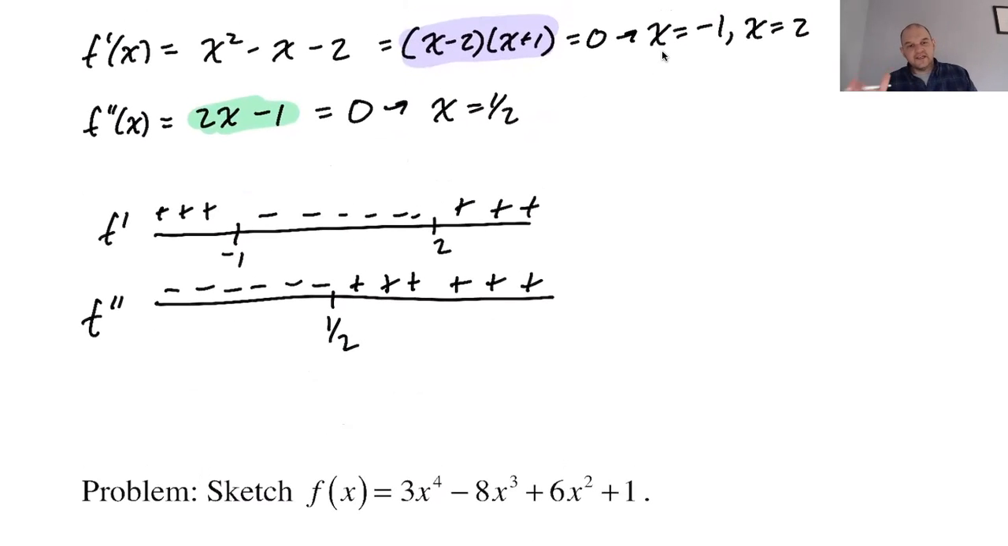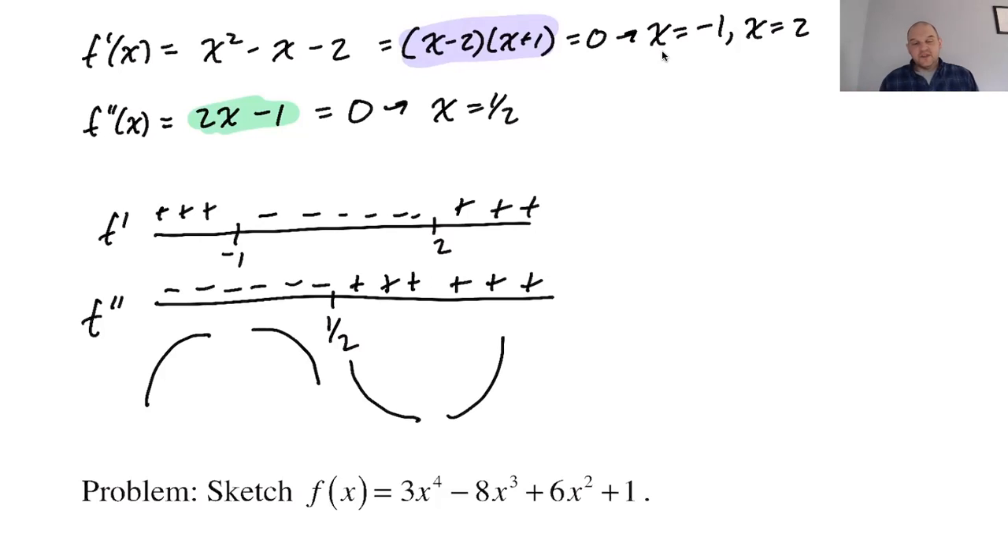So from -infinity to -1, the function will be increasing concave down because the derivative is positive, the second derivative is negative. So increasing concave down looks sort of generally like that. And then we'll change to decreasing concave down because the first derivative is negative, the second derivative is negative. So then it'll look kind of like this. At x equals 1/2, we're going to change to decreasing concave up, which kind of generally looks like this. And then at x equals 2, we switch to increasing concave up, which looks like this.